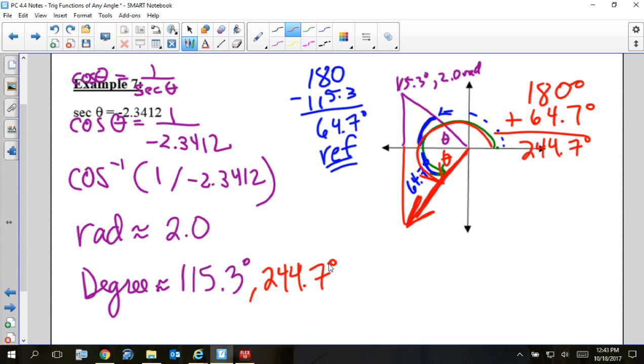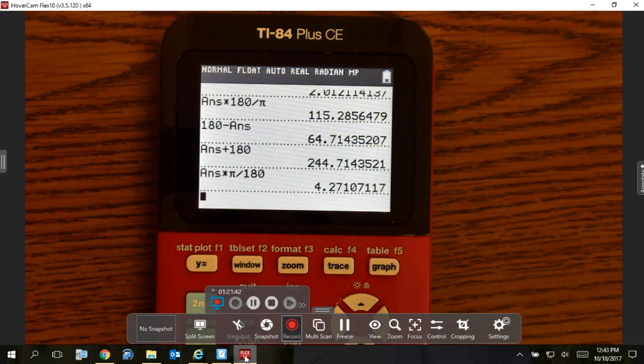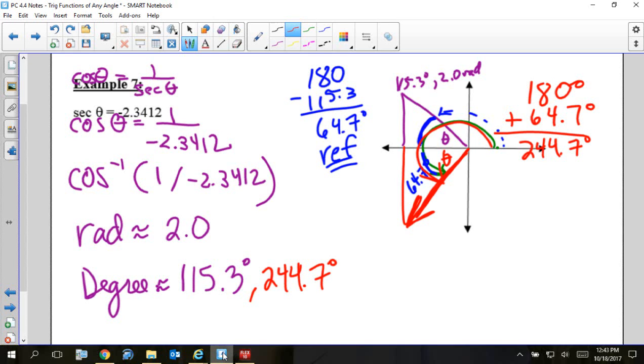How do I find the radian version of 244.7? Multiply by pi divided by 180. 4.3? 4.27? How do I know if that makes sense? How do I know if 4.3 makes sense where it's located? 180 is 3.14. Excellent. 180 is 3.14, so past that, 4.3, yeah, that kind of makes sense. I mean, it's not exact science, but at least we know we're somewhat in the correct area. All right, one more.